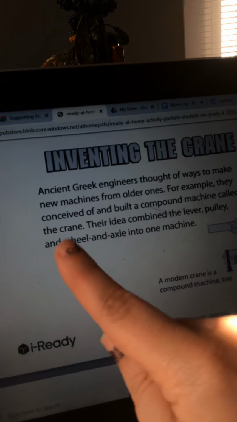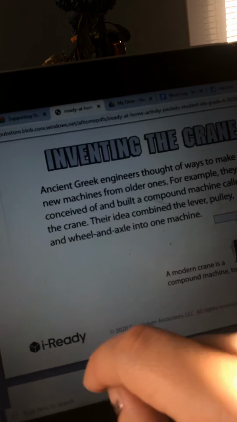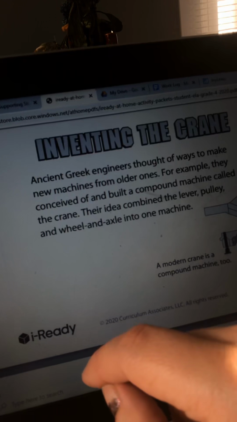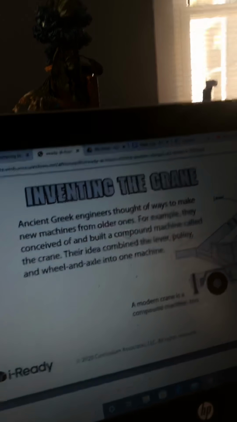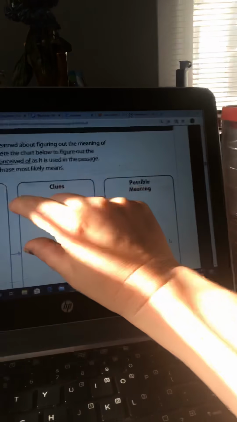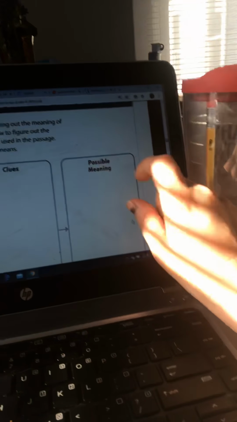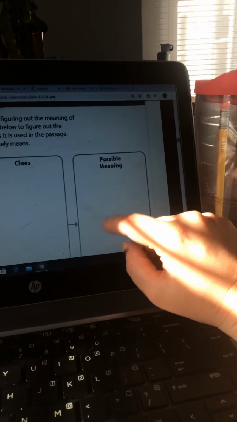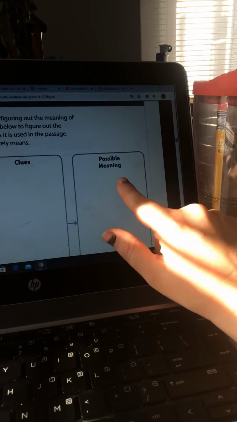Idea. So they thought of an idea. A new idea, right? So a good definition would be conceived of, thought of a new idea. Okay? Put that there. Thought of a new idea. Pause it and put it.